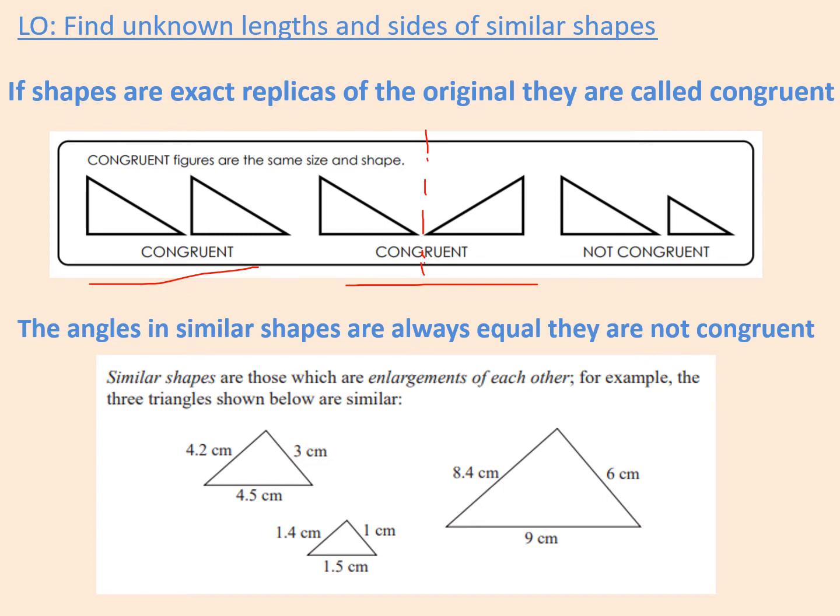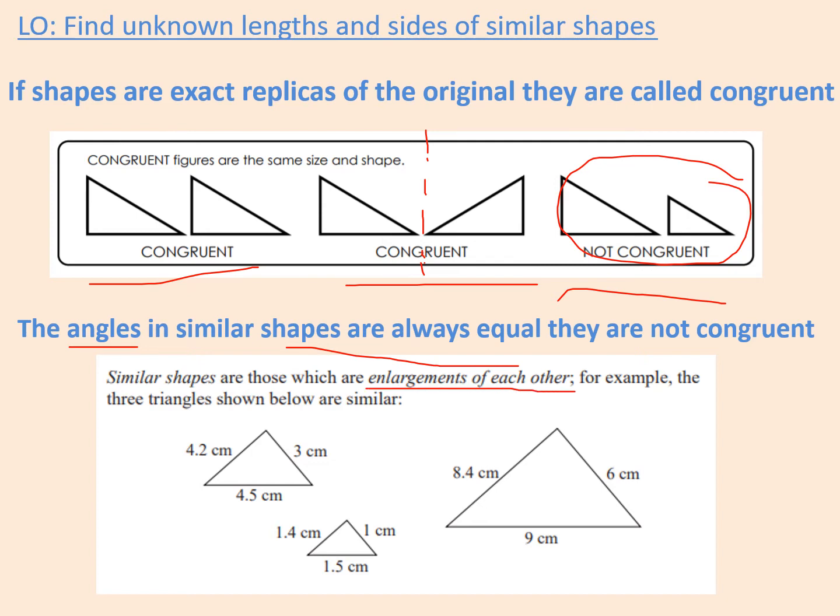If you look at the third set of triangles that we've got there, they are similar, but they are not congruent because they are not the same size. They may be the same shape, they may have the same angles, but they have a different size. So let's have a look at the angles in similar shapes. They're always equal. These angles here at the top are equal, but they're not congruent because their side lengths are not the same. Similar shapes are those which are enlargements of each other.